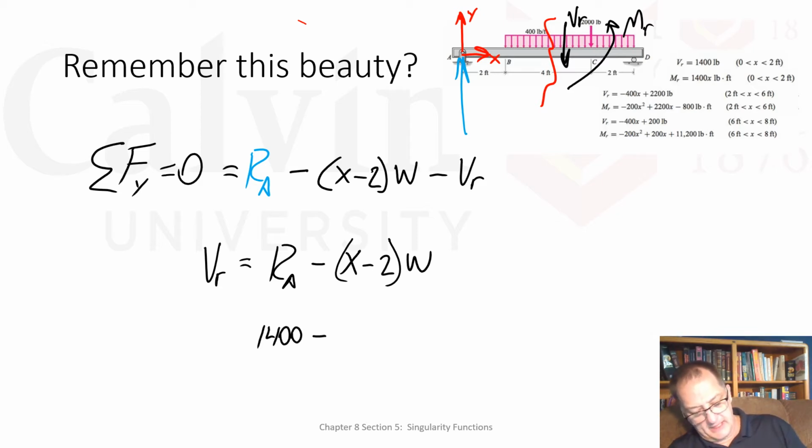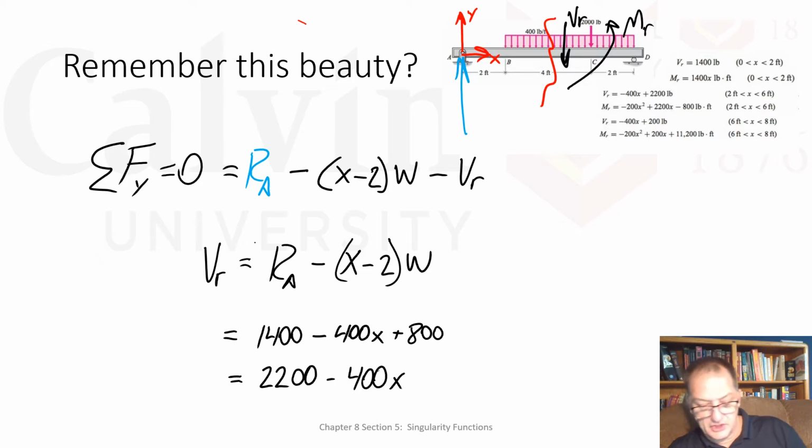1400 minus, well, that's going to be, W was 400, minus 400x plus 800, right? 800, not 8,000, 800, equals 2200 minus 400x, which is what we're seeing up above there.